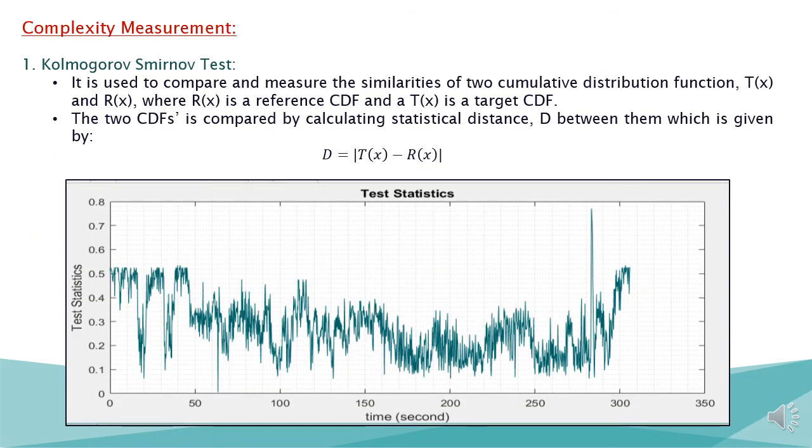Now coming to the complexity measurement category, we used the Kolmogorov-Smirnov test. It is used to compare and measure the similarity of two cumulative distribution functions, Tx and Rx, where Rx is the reference CDF and Tx is the target CDF.